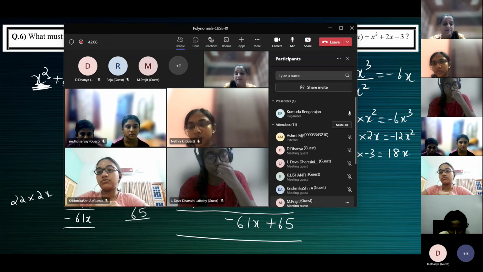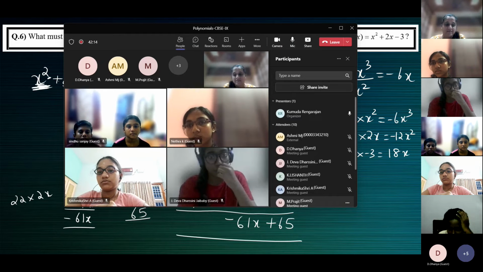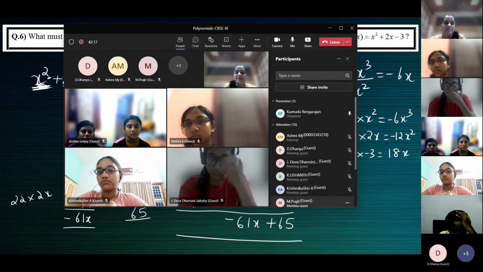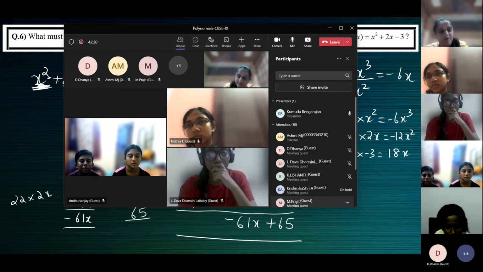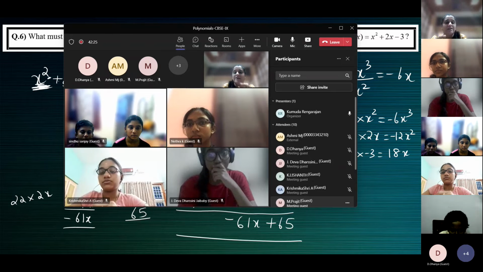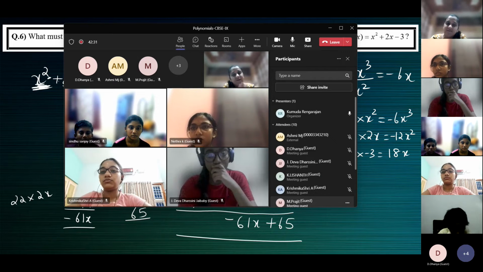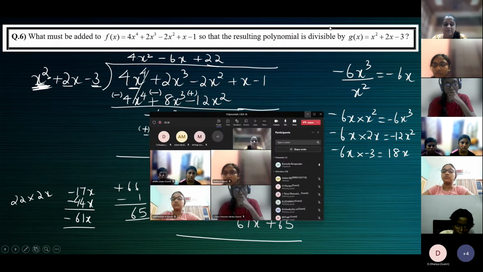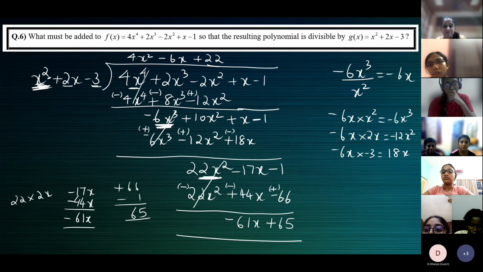The degree of the remainder has gone less than the degree of the divisor. If the degrees are equal, you should continue division. Supposing the remainder you've got is of degree 2, and the divisor is also of degree 2, you must continue the division. See here at this stage, the highest power is 2.